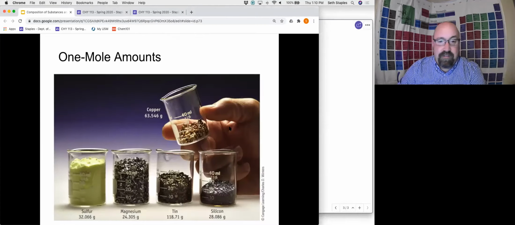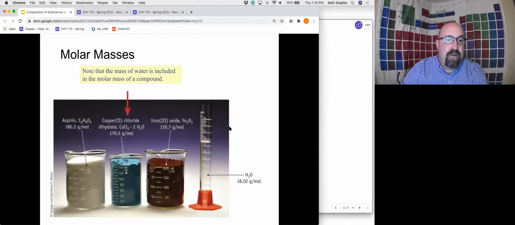And so that's molar mass. And so here we have just the molar mass of several different compounds. We have some aspirin here, which is C9H8O4 with a molar mass of 180.2. Copper 2 chloride dihydrate. We're not going to talk about hydrates much. But hydrates are compounds that have water molecules stuck to them. In this case, each copper chloride unit has 2 water molecules attached to it. And so the molar mass of this copper 2 chloride dihydrate includes the mass of those 2 water molecules. And so just keep that in mind if you're ever working with hydrates.